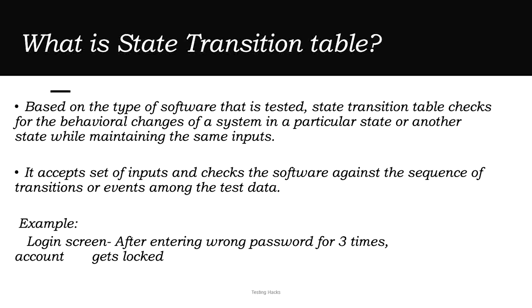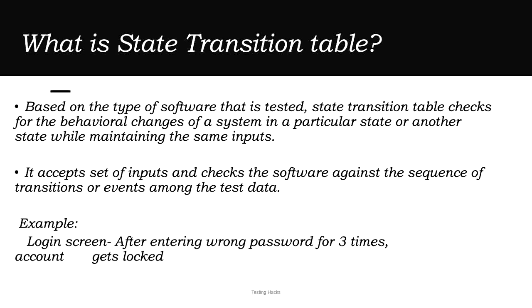Based on the type of software that is tested, a state transition table checks the behavior of the application changes of a system in a particular state or another state while maintaining the same inputs. It accepts a set of inputs and checks the software against the sequence of transitions or events among the test data. So what we got to know is, in this particular technique, the state will be changed from one state to another state based on the input.